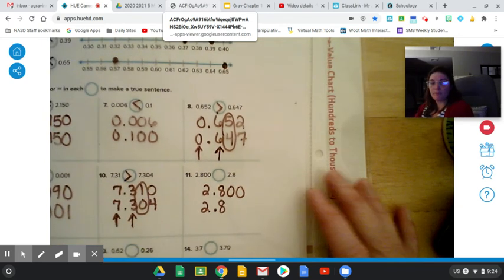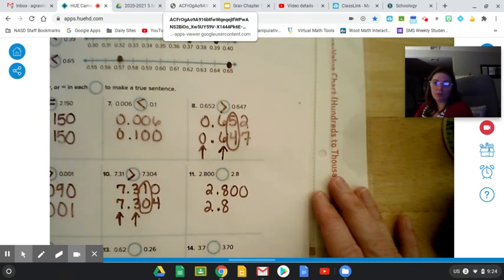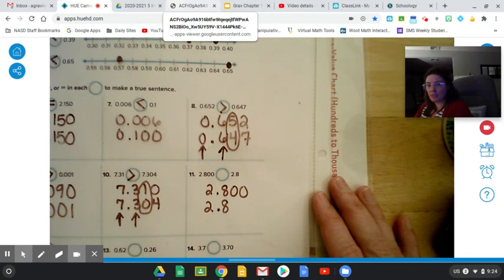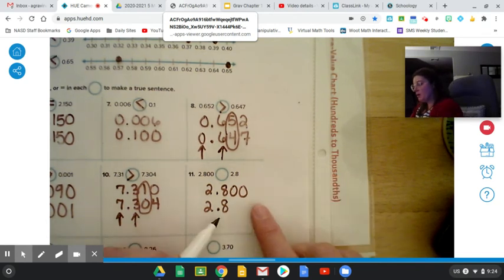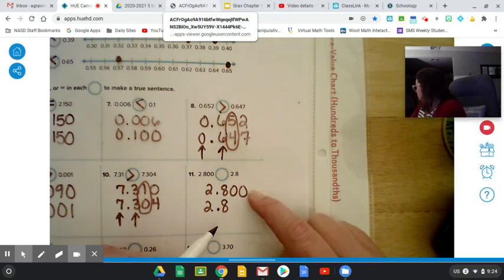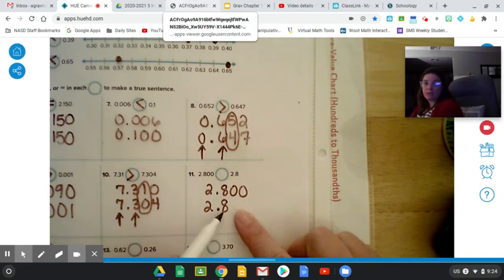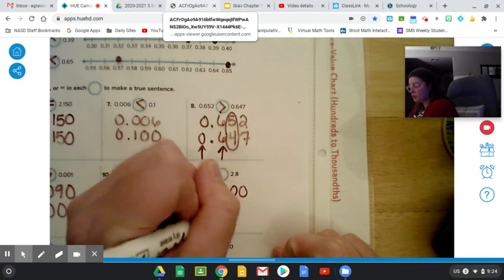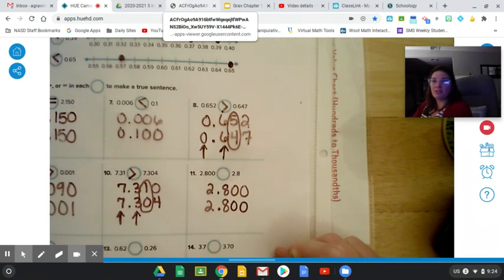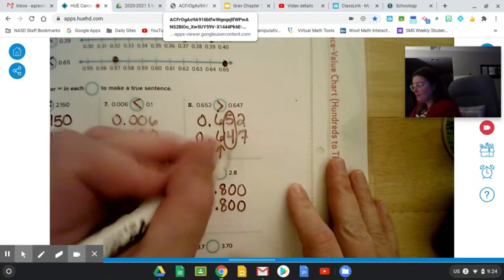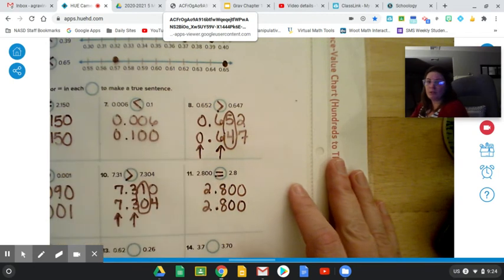Number 11. Pause the video, see if you can figure this one out. All right, let's take a look at it. This guy's in the thousandths, and this guy's only in the tenths, which means I need to annex 2 zeros. Did you figure out that they were equal to each other? These are equivalent or equal.